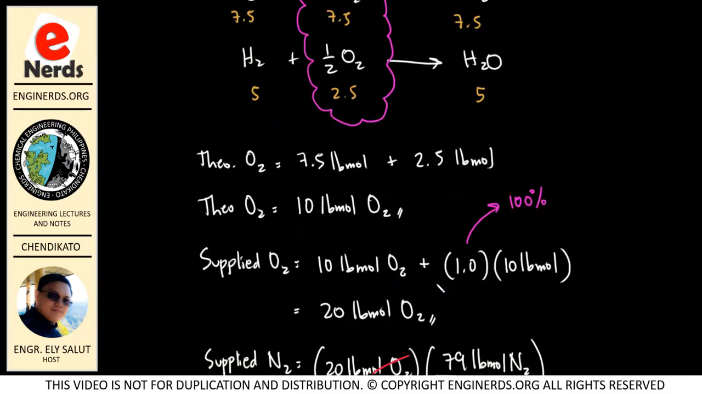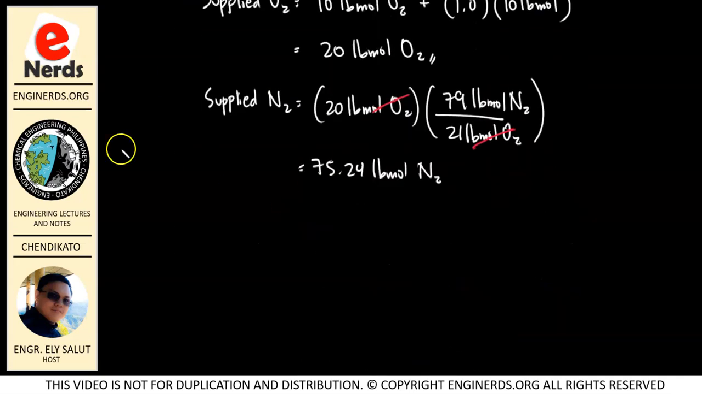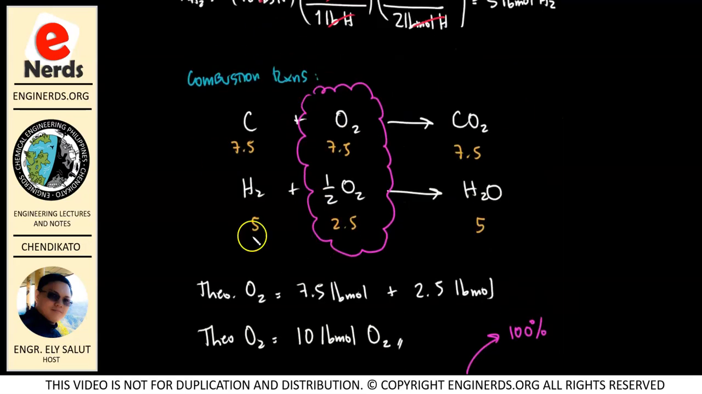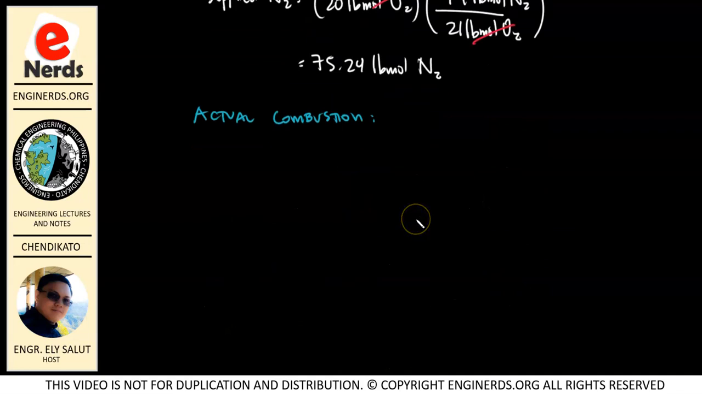So, gaano karaming CO2 meron tayo dito sa ating flue gas? So, we need to get our actual combustion. Okay, because ang kinuha natin dito sa taas, this is the theoretical, or the complete combustion. But, actually, hindi naman lahat ng carbon natin is na-burn. Ang iba ay na-convert into carbon monoxide. So, let us again do our reaction here.